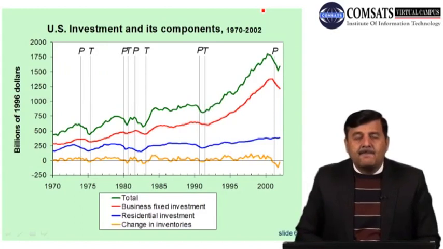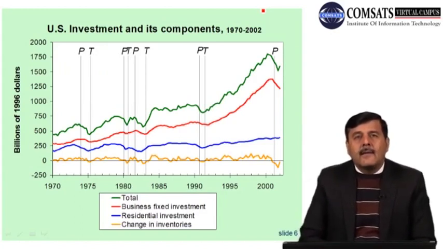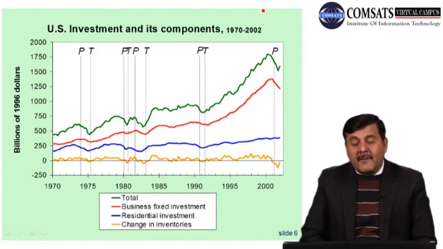We'll discuss these three types of investment in the context of the US economy, US investment and its components. On the y-axis we are measuring billions of dollars, 1996 billions of US dollars of investment. On the x-axis we are taking the number of years.